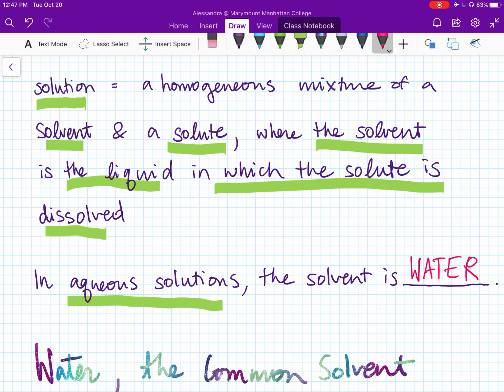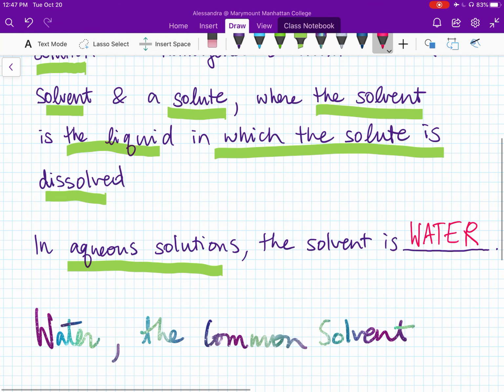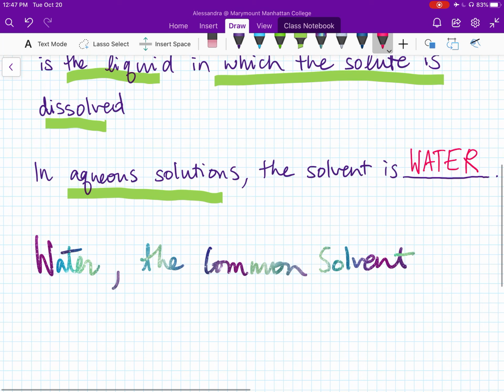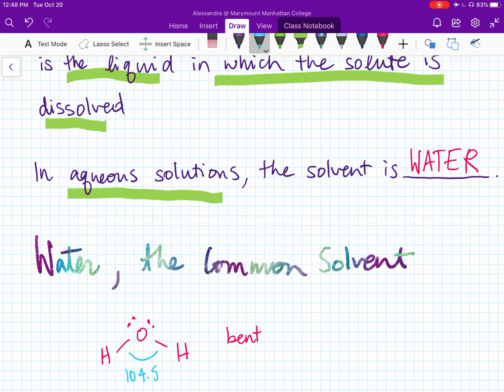So let's focus now on what makes water such a great solvent. In fact, water is referred to as a common solvent, and there are certain aspects of its molecular structure that make it an extraordinarily good solvent. We know that if we draw the Lewis structure for water, it has a bent geometry because these two lone pairs occupy space, and that makes a bent geometry where the bond angle here is just under 105 degrees.